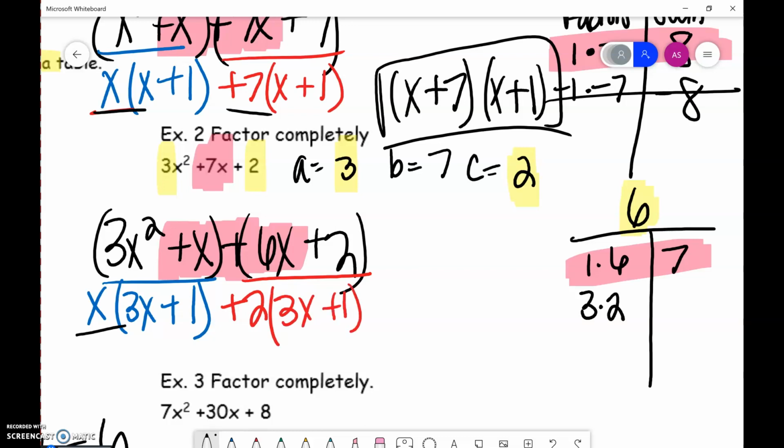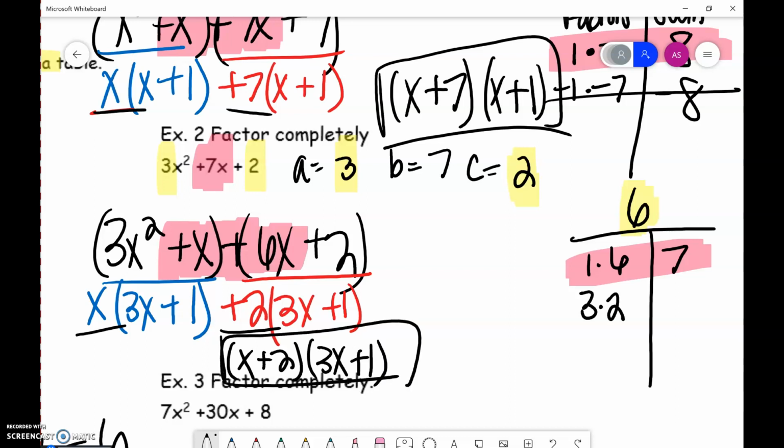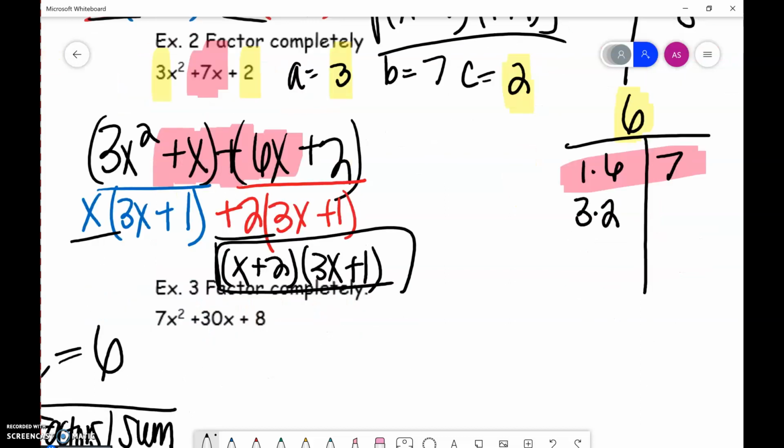So then I'm ready to write my final answer. I'm going to bring down that x plus 2, and then I'm going to have 3x plus 1. So my answer is x plus 2 times 3x plus 1. All right.